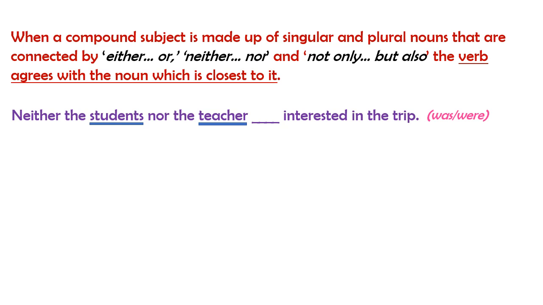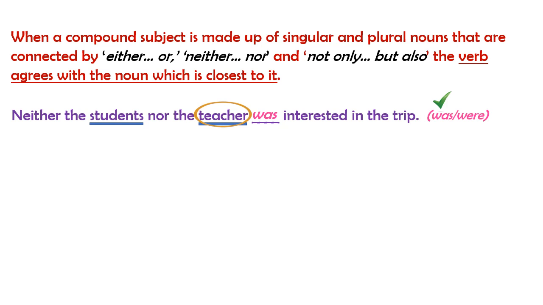Not to worry, just remember this. In such cases, the verb should agree with the subject which is closer to it. In this sentence, the verb is closer to the subject teacher which is singular. So we use the singular verb was. Neither the students nor the teacher was interested in the trip.